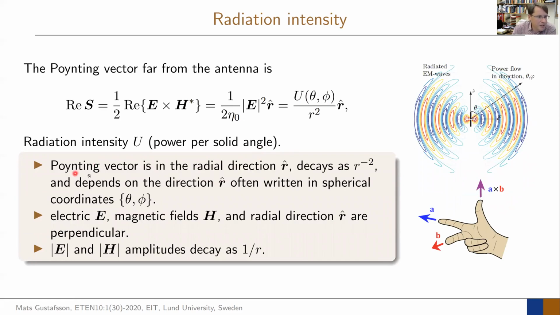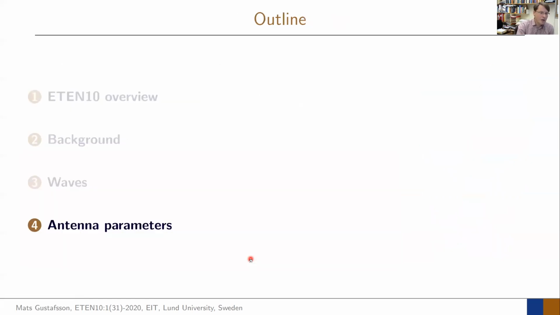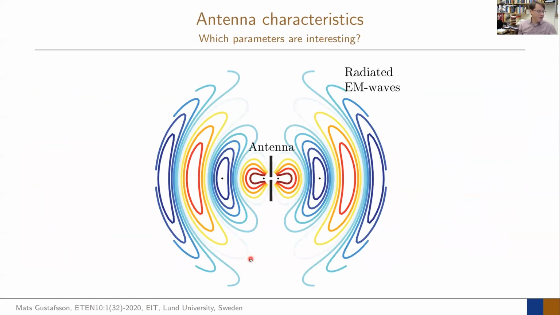So exactly what I said here: the pointing vector is in the radial direction, and it goes as R to the power of minus 2. The electric field is also propagating in this radial direction, so always outwards, and they are perpendicular, satisfying this right-hand rule. If we go in the thumb's direction, they are perpendicular to that. And the amplitudes here decay as 1 over R, the same thing as we would have for an acoustic wave, my speech, exactly the same thing. This will then let us define our antenna parameters.